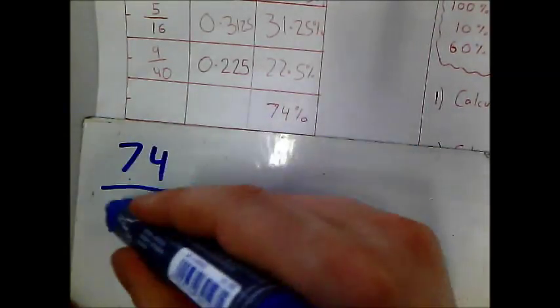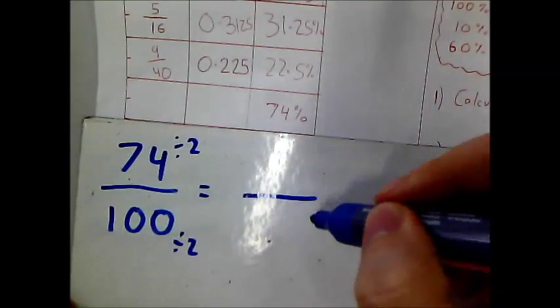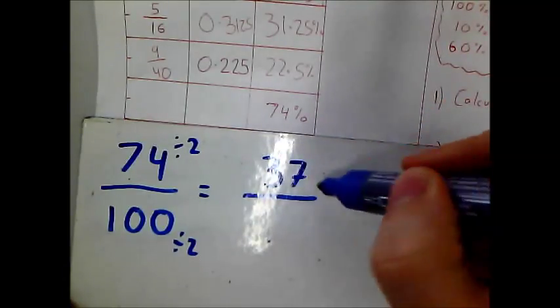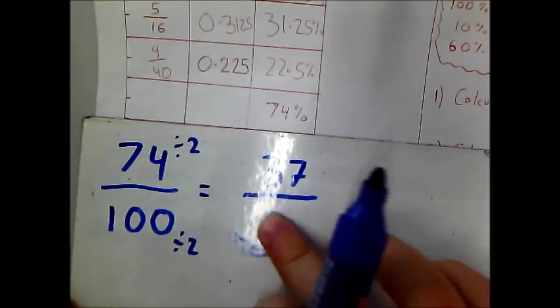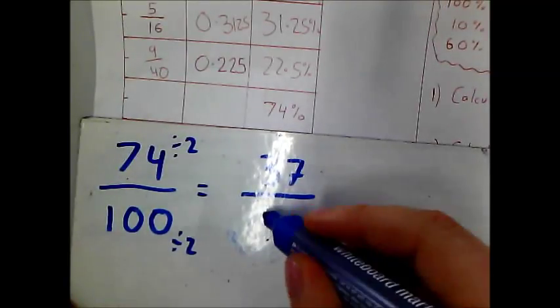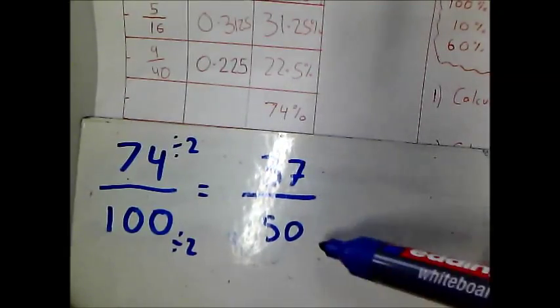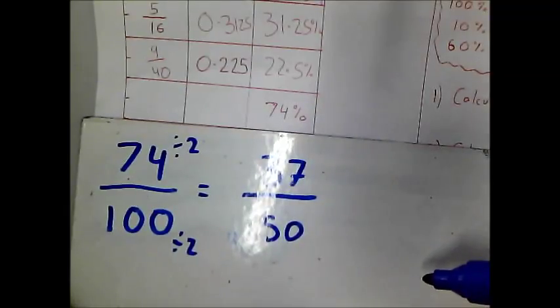I can see I've got a common factor of 2 here. So 74 divided by 2 is 37, and 100 divided by 2 is not 20. I was dividing by 10 for some reason there. It's 50. Then I just have to think, are there any more common factors? It does not look like it. No common factors in there. So that's finished: 37 over 50.